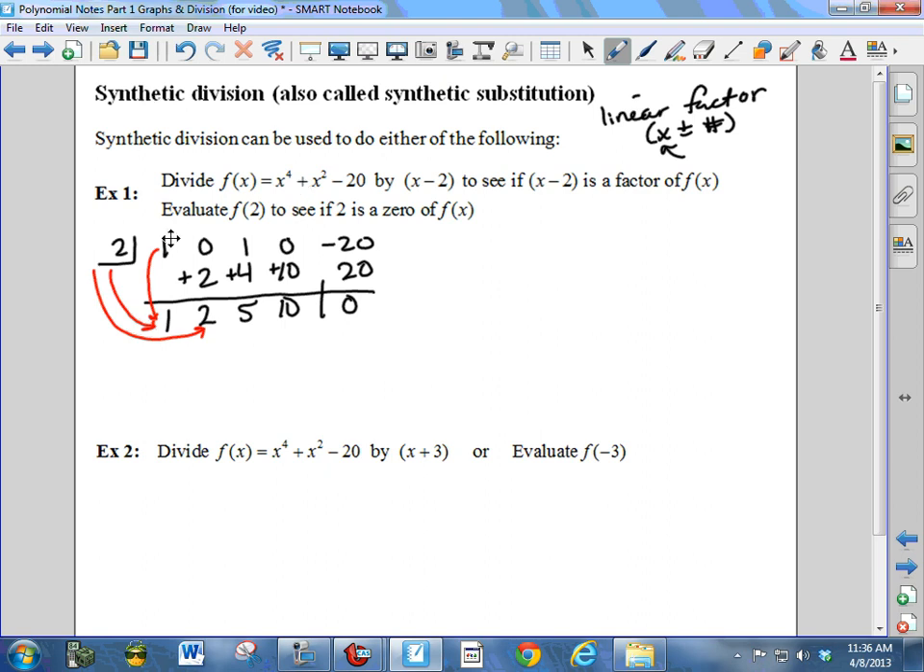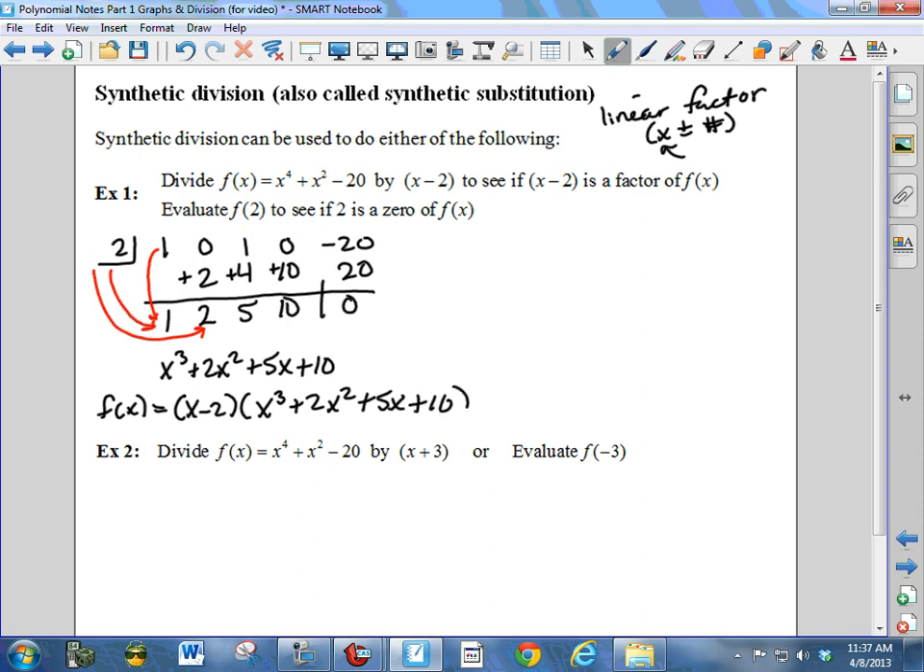This was an x to the fourth polynomial. I divided it by an x to the first, so my answer should be an x to the third polynomial. And that's what these numbers tell me here: x to the third plus 2x squared plus 5x plus 10. So what I did was I just divided or factored f of x. f of x can be written as x minus 2 times x cubed plus 2x squared plus 5x plus 10, and there's no remainder. So I've actually factored it.